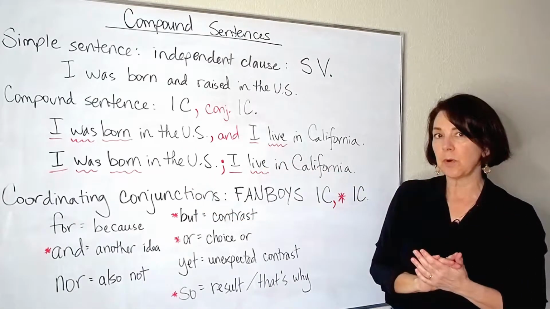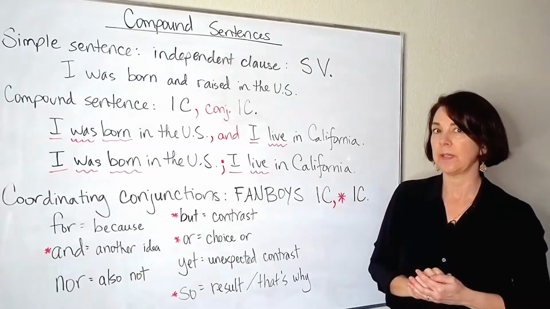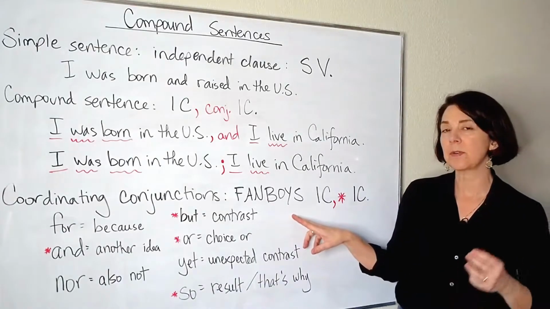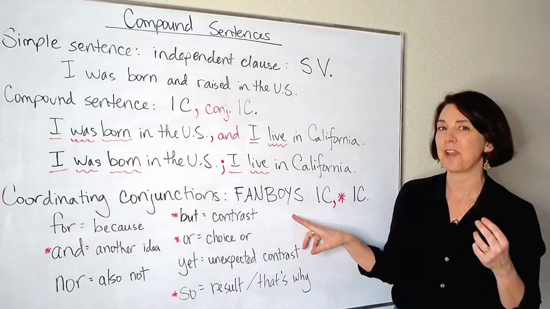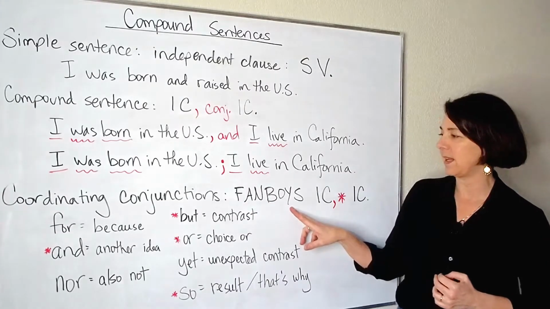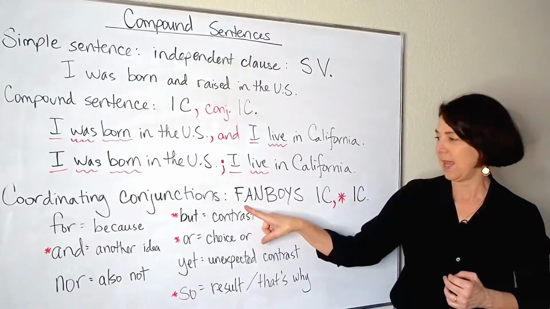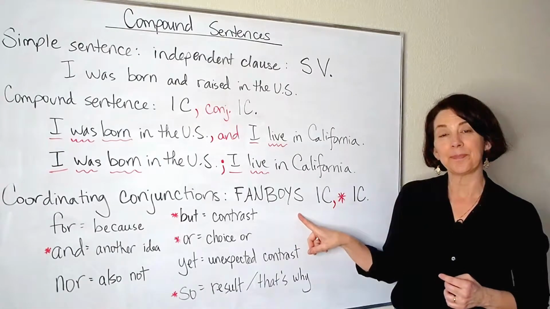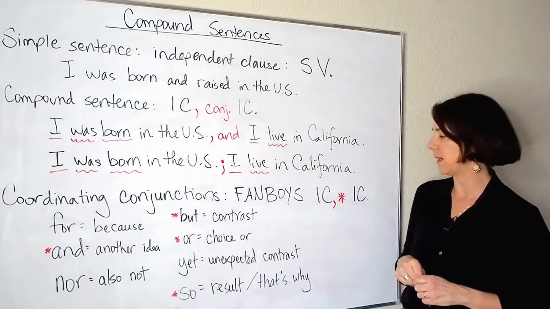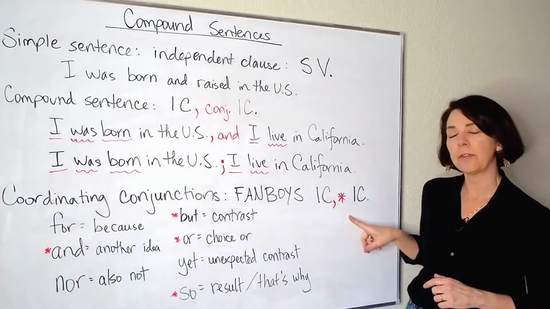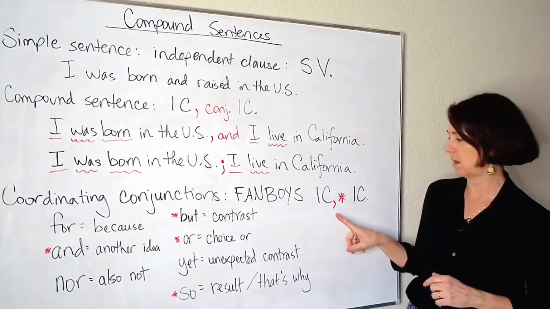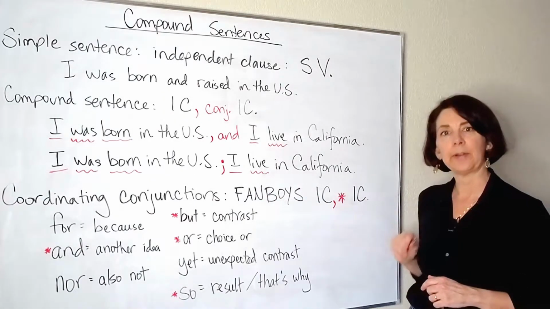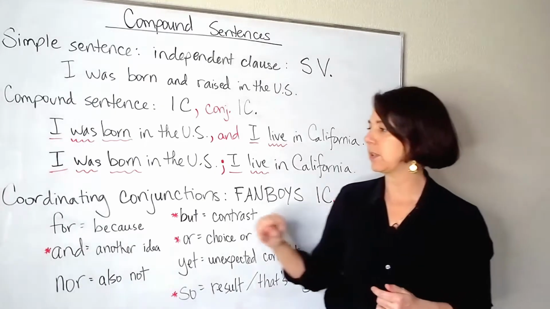So before I show you more examples, I want to talk about the coordinating conjunctions. The coordinating conjunctions, there are 7 of them, and we also call them fanboys. Fanboys stands for: for, and, nor, but, or, yet, and so. Those are the 7 coordinating conjunctions. And again, you want to remember the formula that we have independent clause, comma, coordinating conjunction, and then independent clause, period.